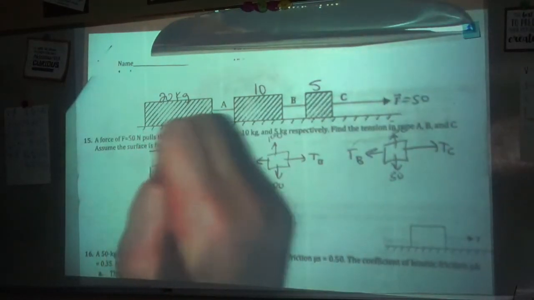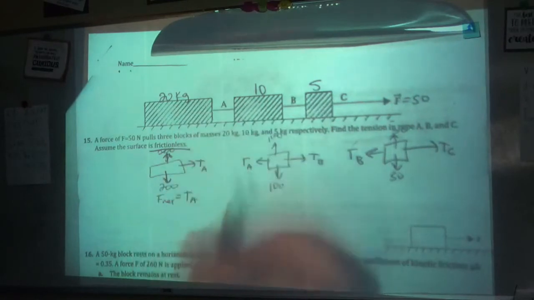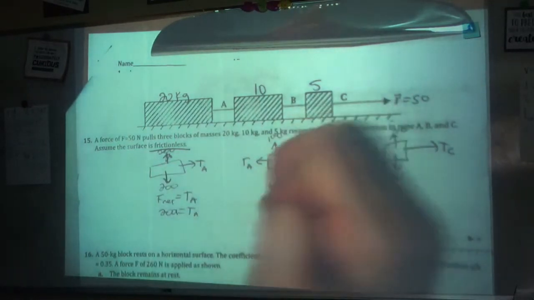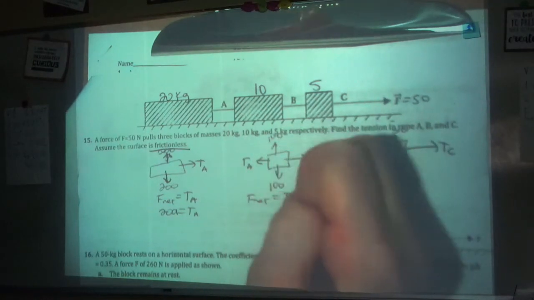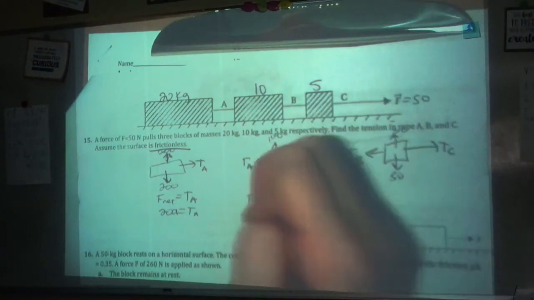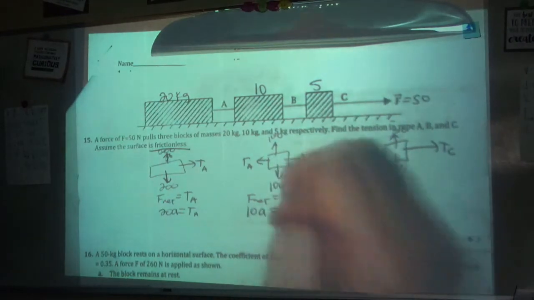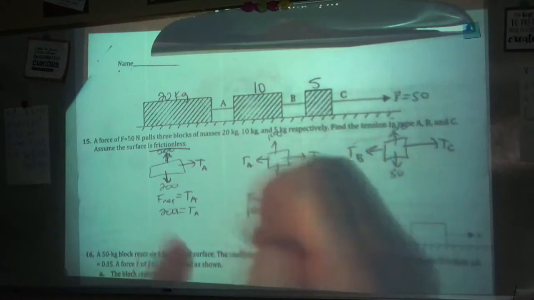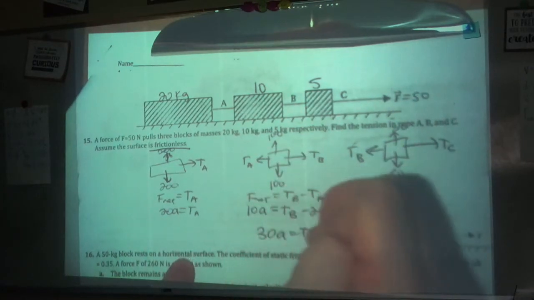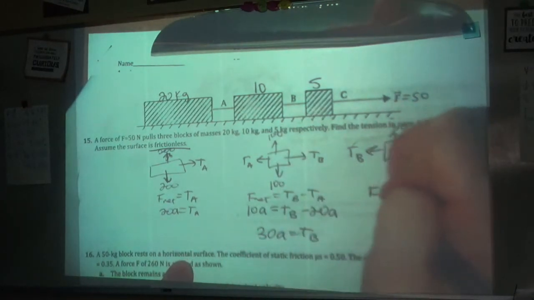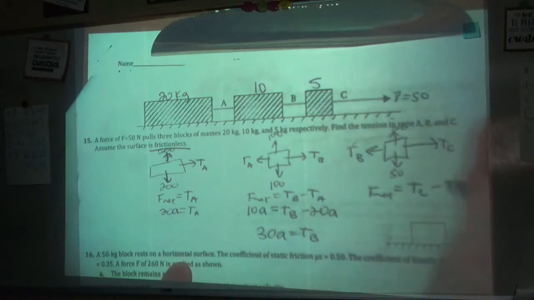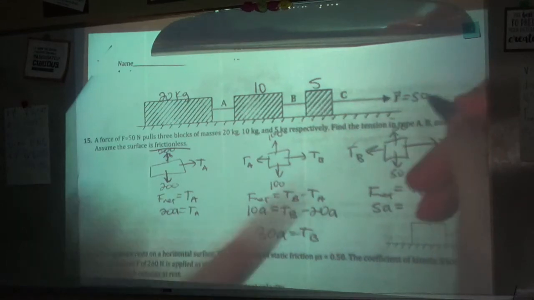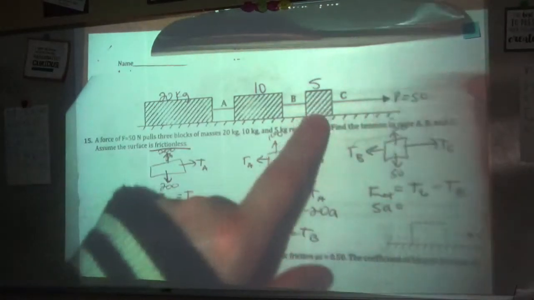So F net is equal to TA, and that would just be 20 times the acceleration. This one, your F net would be TB minus TA, which would be 10 times the acceleration, is TB minus TA, which was just 20A, so you can add that over, so 30A is equal to TB. And then F net here would be tension C minus TB. F net would be 5A. TC would just be the 50 because this rope is being pulled with 50 newtons.